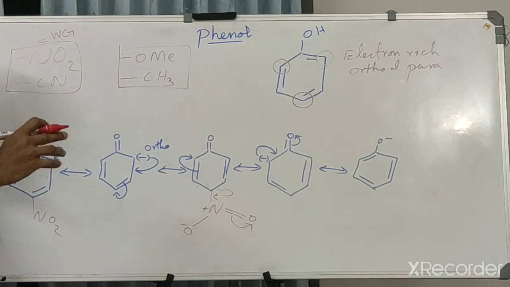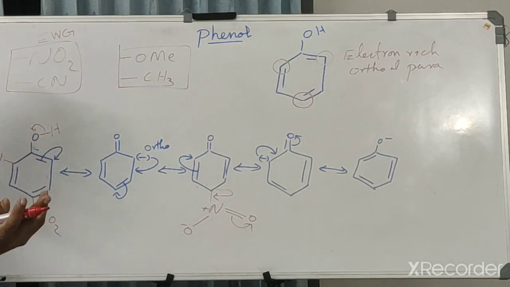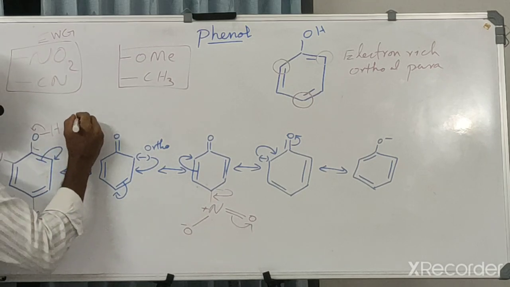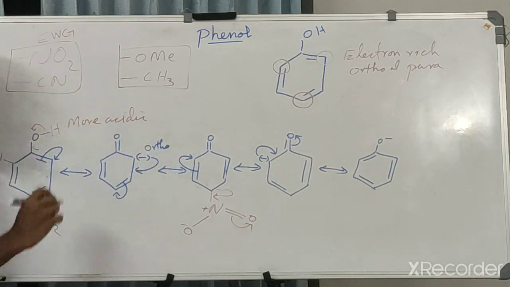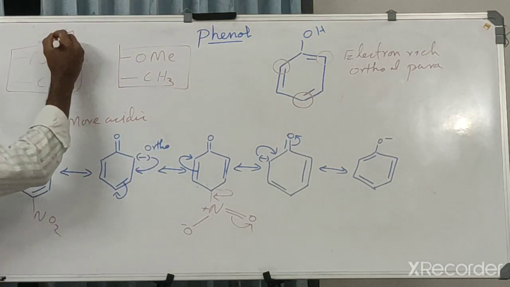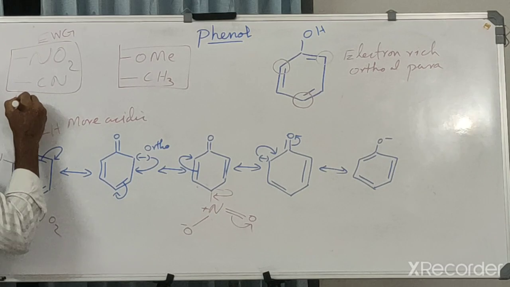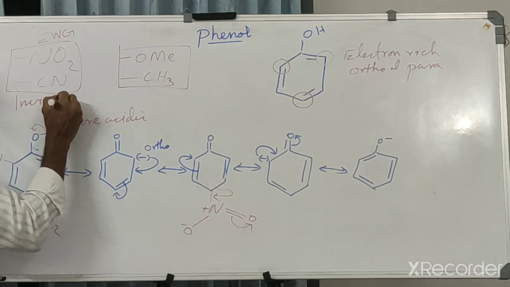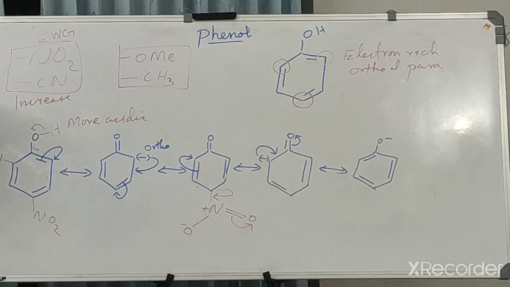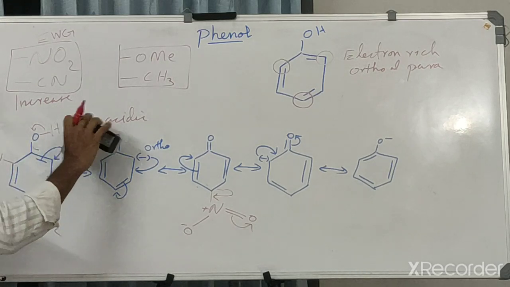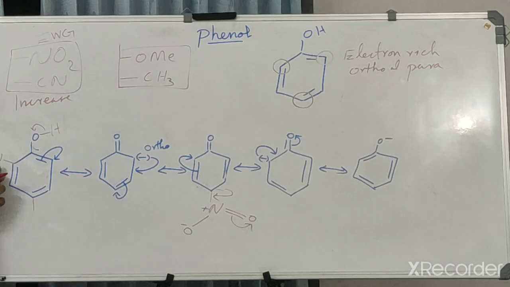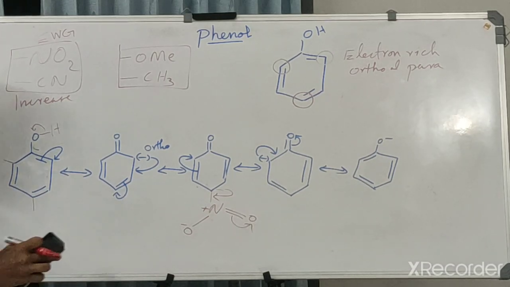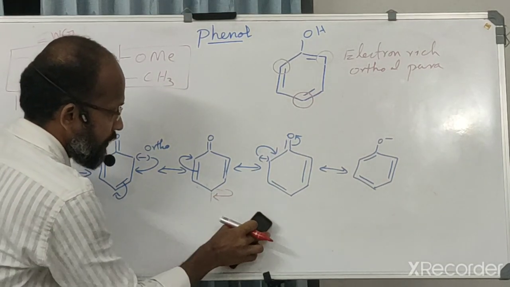If it is easier to get H plus, it means more acidic, more and more acidic. It will become more acidic. So an electron withdrawing group will increase the acidity of phenol. Then now we can consider the introduction of electron donating groups. Suppose the same structure we can consider.